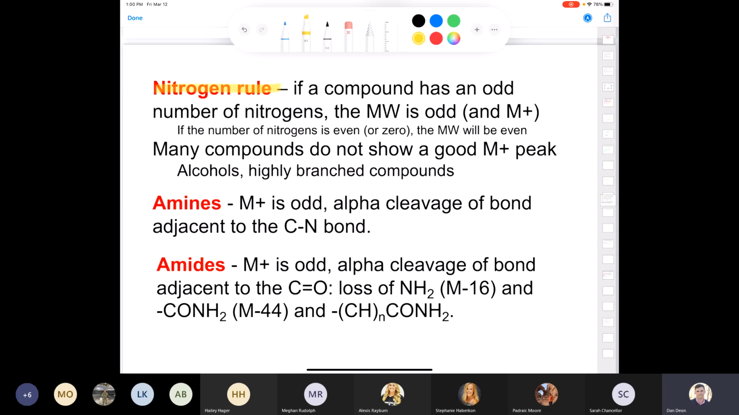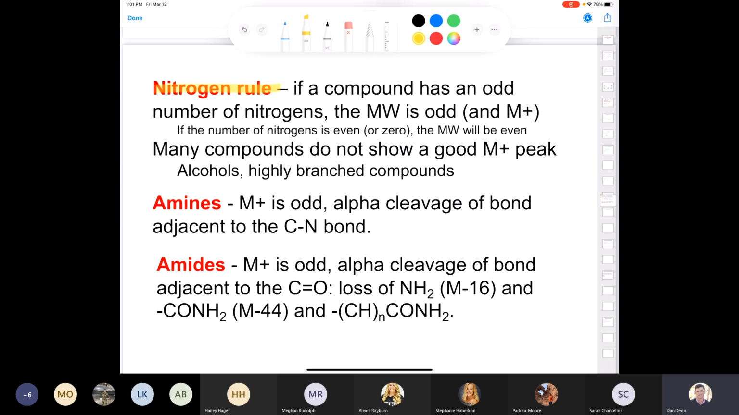Some compounds don't show a good molecular ion. Things that are highly branched, like that 2,3-dimethylbutane that I showed you earlier today. If a compound doesn't have a good molecular ion, I will point out the molecular ion to you. So for example, oftentimes alcohols don't provide good molecular ions. I will indicate what the molecular ion is. I'm never going to leave you searching for a molecular ion. It's not something that we do a whole lot in Chemistry 3102. Maybe in majors organic chemistry, but not much in this class, if at all.